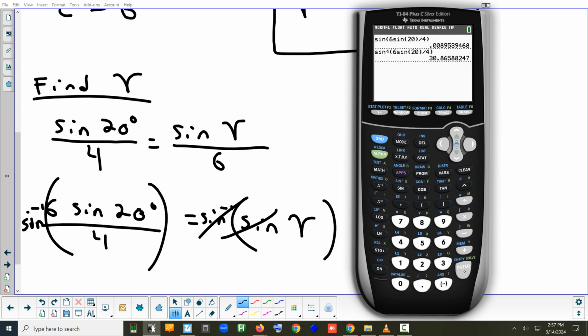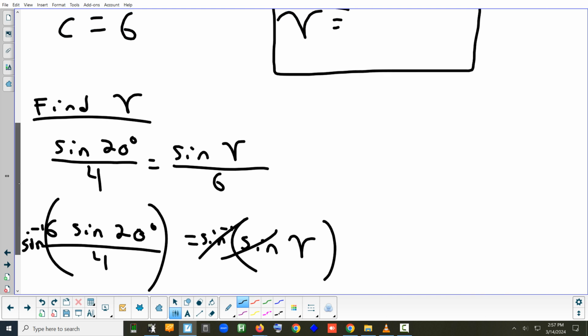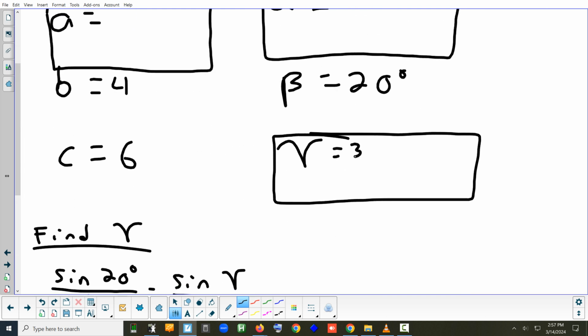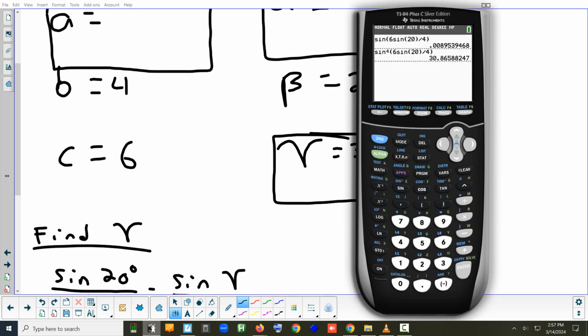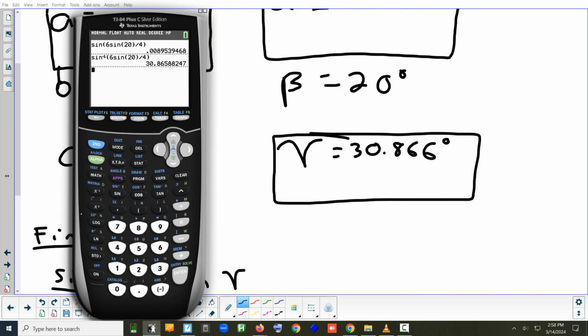And did you get that for an answer? Yes. Okay, so 30.866. So because we got a solution, we know this is not a no solution problem. Okay, and that's for gamma. If there's going to be a second answer to this problem, what do we have to subtract it from? 180. So let's do 180 minus that last answer.